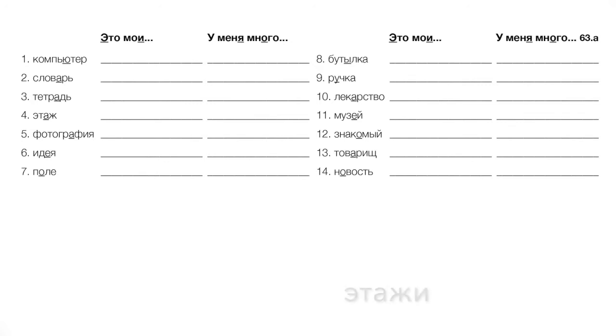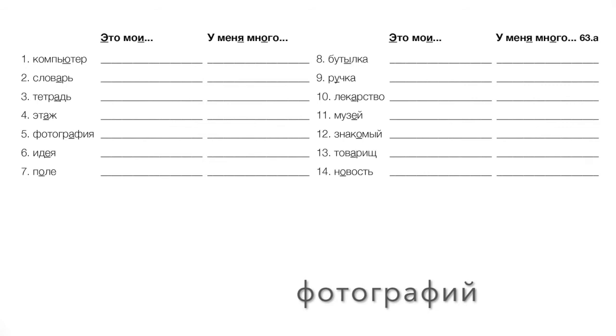4, этаж. Это мои этажи. These are my floors of a building. This is kind of a dumb example. Anyway, sometimes it's hard to think of these because I want to get every different word type in the mix here. Okay, maybe let's pretend this is a building speaking, and he's saying, I have a lot of stories, a lot of floors. Это мои этажи. And now genitive plural. У меня много этажей. All right, 5. These are my photos. I've got a lot of photos. Это мои фотографии. У меня много фотографий.